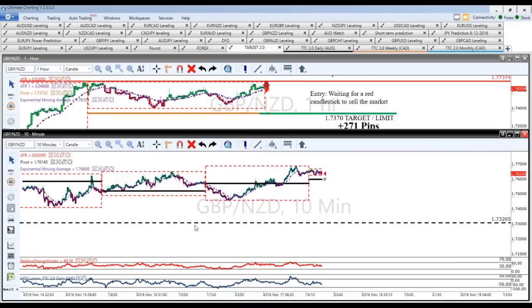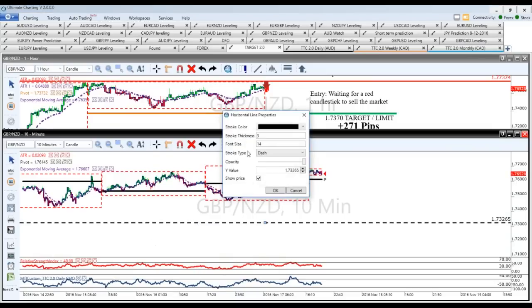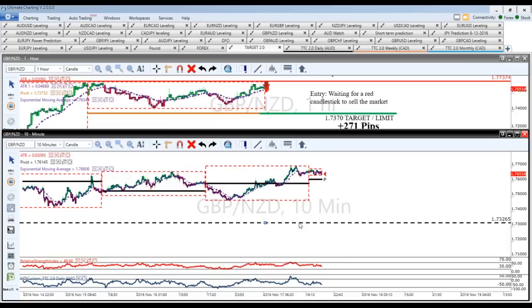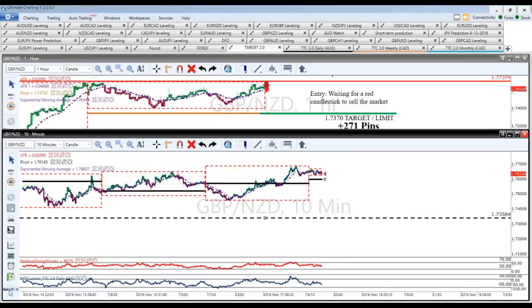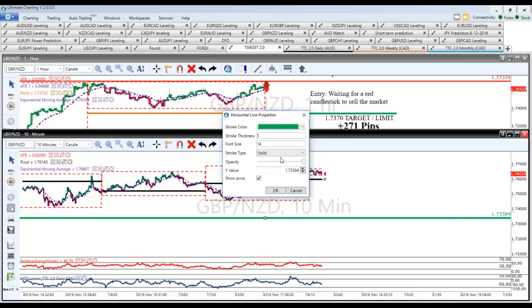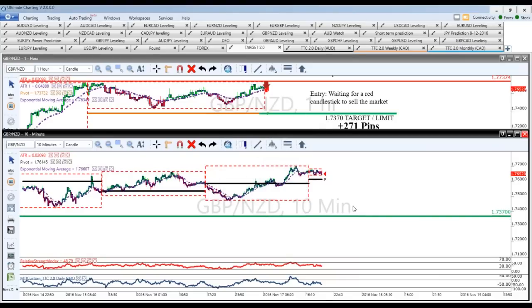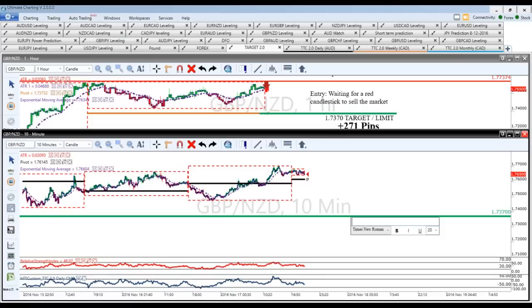Now, if I bring open, well, I think you kind of understand it. Basically, we're only looking to sell here. We don't want to buy 7370 because the percentages are just so high. They're just so great. 1.7370 is the weekly target. We know that's 271 pips away. You can take this all in one trade, or you can take this in one chunk.